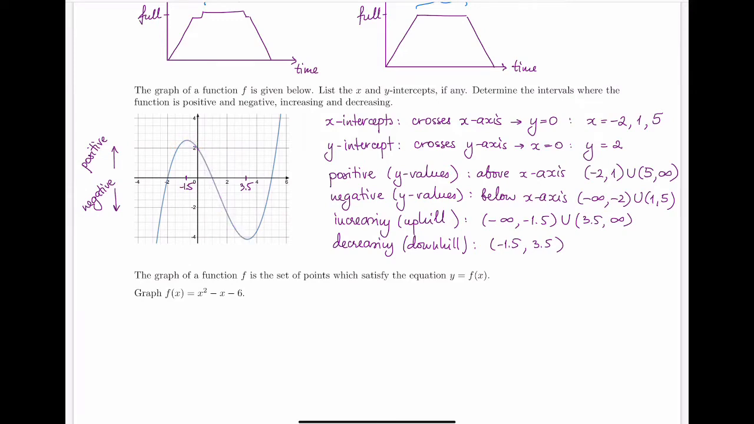Okay, these are how one would describe these main features of the graph. So keep that in mind as we're going to go and talk later about calculus tools.